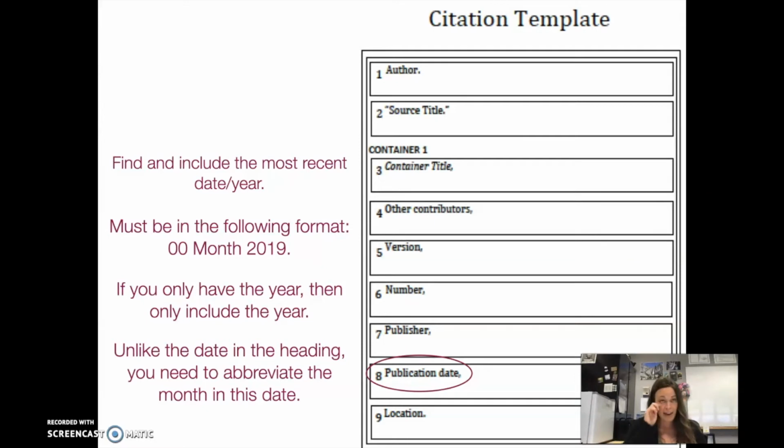Unlike the date in your MLA formatted heading, you do need to abbreviate the month here. So if it's the month of January, then you would only write JAN period. Okay? And then you end this one with a comma as well.